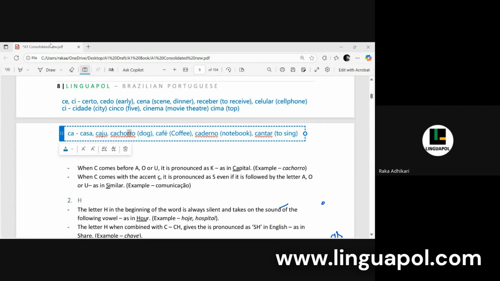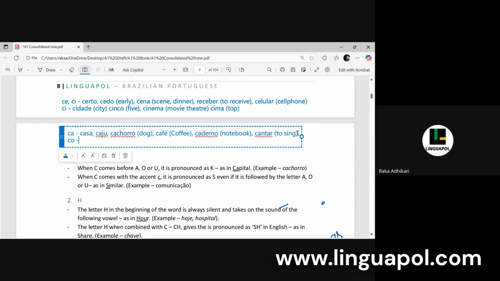Then let's see some words with CO. So we started with the word comida. Comida means food. Then the verb of it is comer, to eat. Then we have a lot of words like copo. Copo means a glass, not the glass of a window, but the glass from which we drink water. That glass. Copo. Then we have cor. Cor means color.